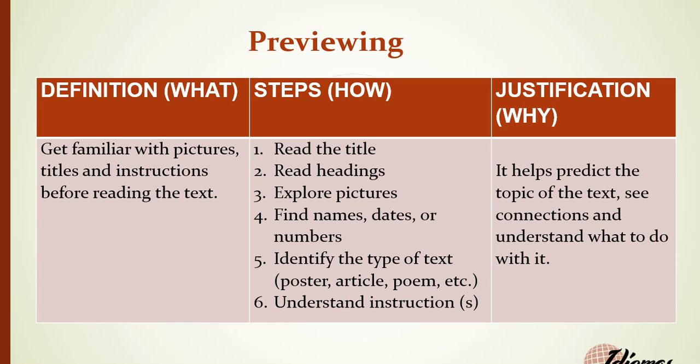First, read the title. Second, read headings. Third, explore pictures. Fourth, find names and dates or numbers or some important information you consider that will be necessary. Fifth, identify the type of text. It is a poster, it is an article, it is a poem. What is this? And finally, it's important to understand the instruction. When you understand the instruction, you know how to face a question in order to answer accurately. But why? Because it helps predict the topic of the text. You can see connections and understand what to do with it.